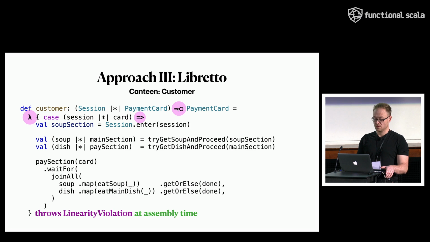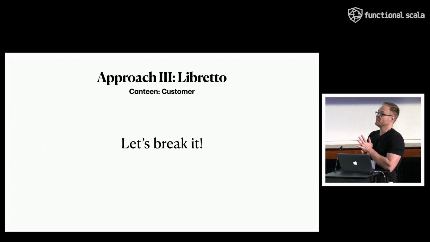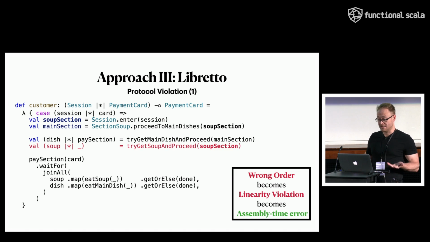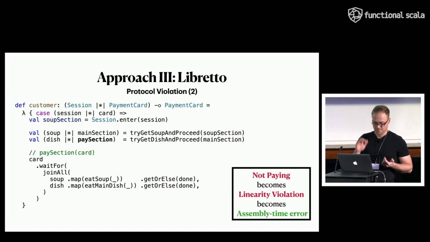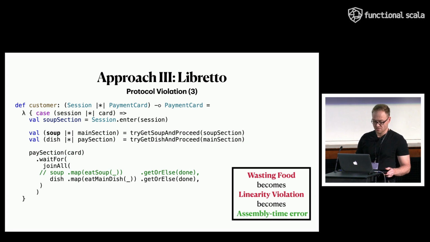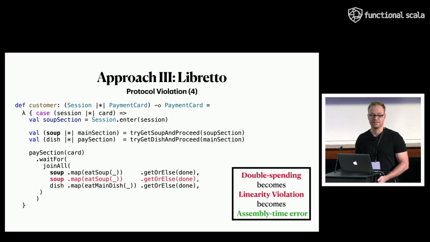All right, so let's look at some of those violations of the protocol. Getting items in the wrong order leads to consuming a subsection twice, which is a violation of linearity, which we detect at assembly time. Not paying means an unused variable, which is a linearity violation detected at assembly time. Not eating soup, or attempting to eat the soup twice, are both linearity violations detected at assembly time.